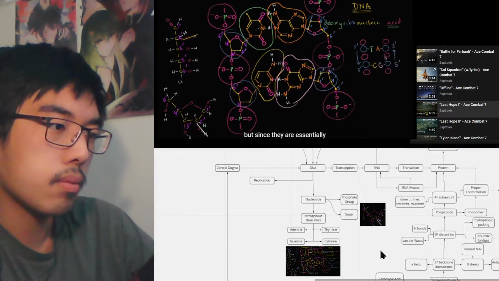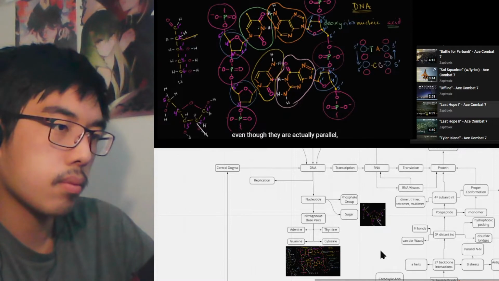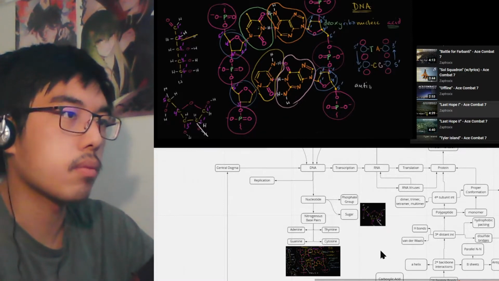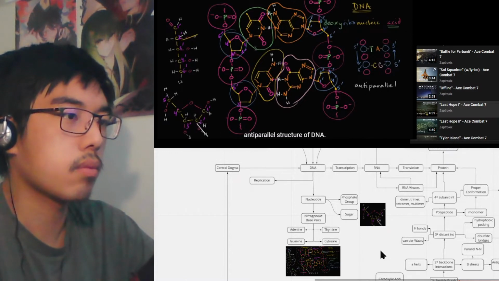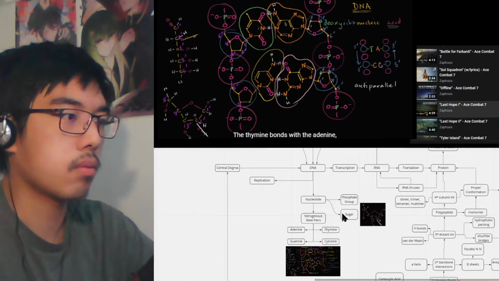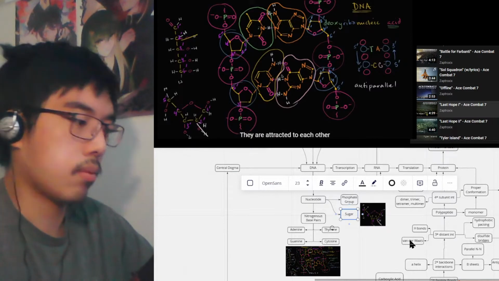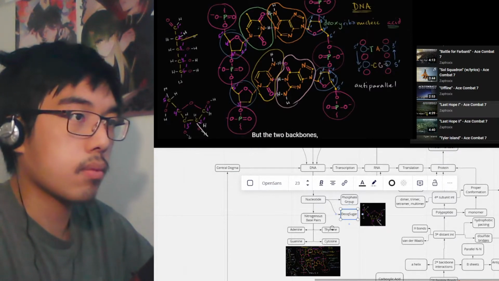So you could say these are parallel, but since they're pointing in different directions, we would call the structure of DNA anti-parallel. So this is the anti-parallel structure of DNA. These two strands are complementary. They're defined by each other. The thymine bonds with the adenine, the cytosine bonds with the guanine, attracted to each other through these hydrogen bonds. But the two backbones are pointed in different directions.